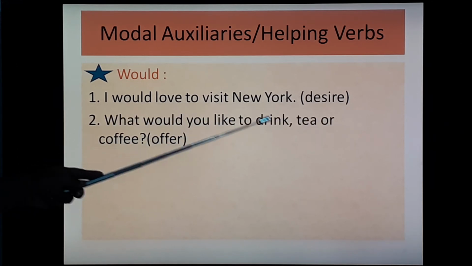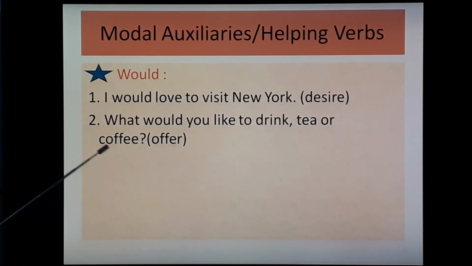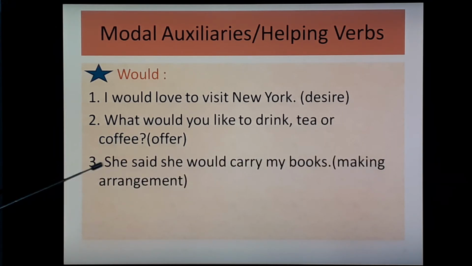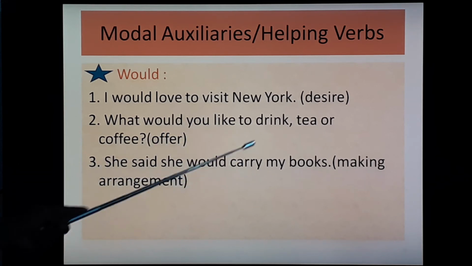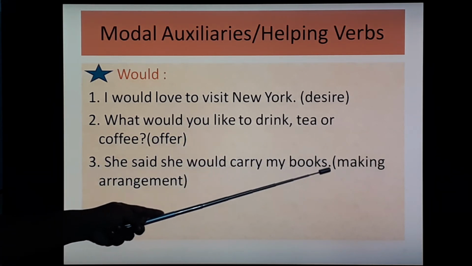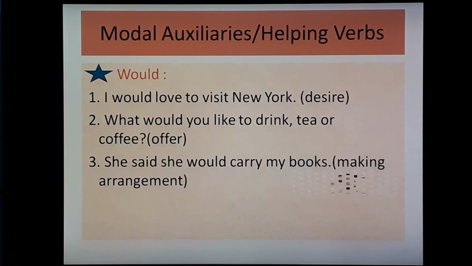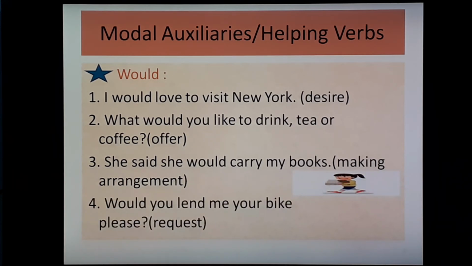What would you like to drink? Tea or coffee? So, an offer. Right? So here an offer is given. So in that sense you need to use would. She said she would carry my books. So this is making an arrangement. Would you lend me your bike please? So it's a request form. There you have to use would.